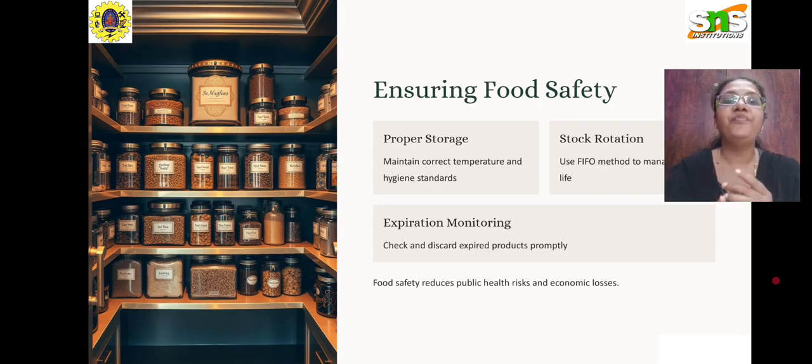The role of food safety, and why we have to ensure it, is mainly that it will reduce the health risk, and also economically we can reduce the losses.